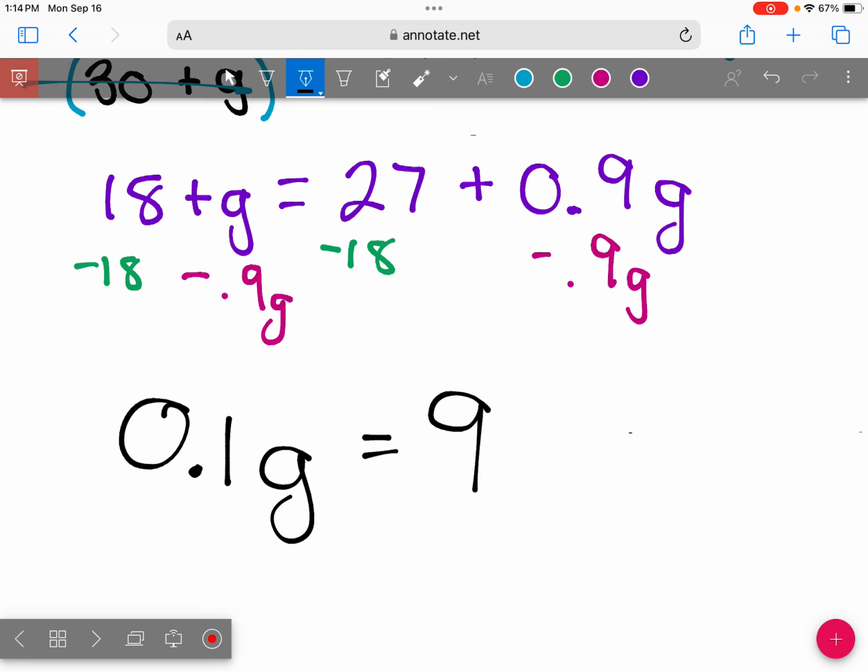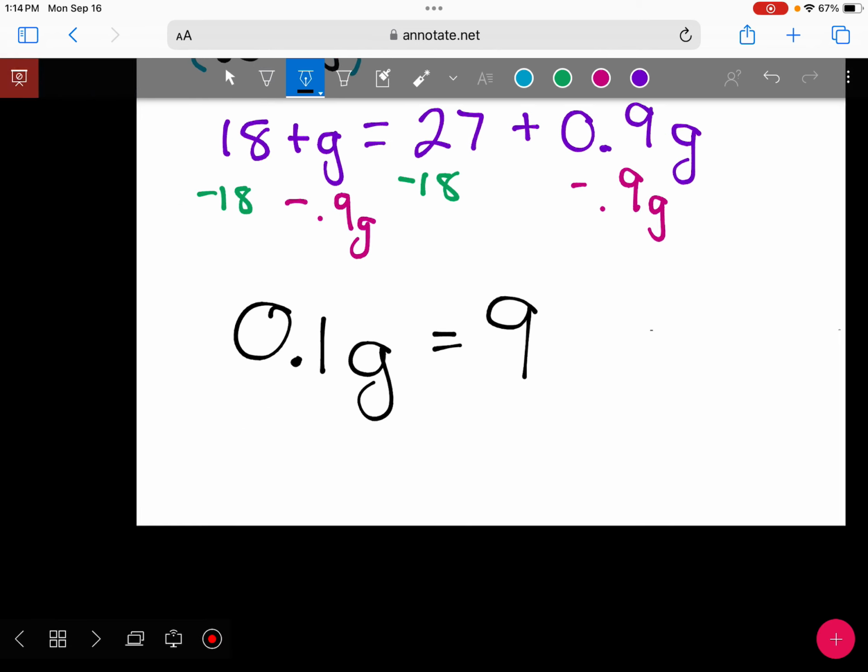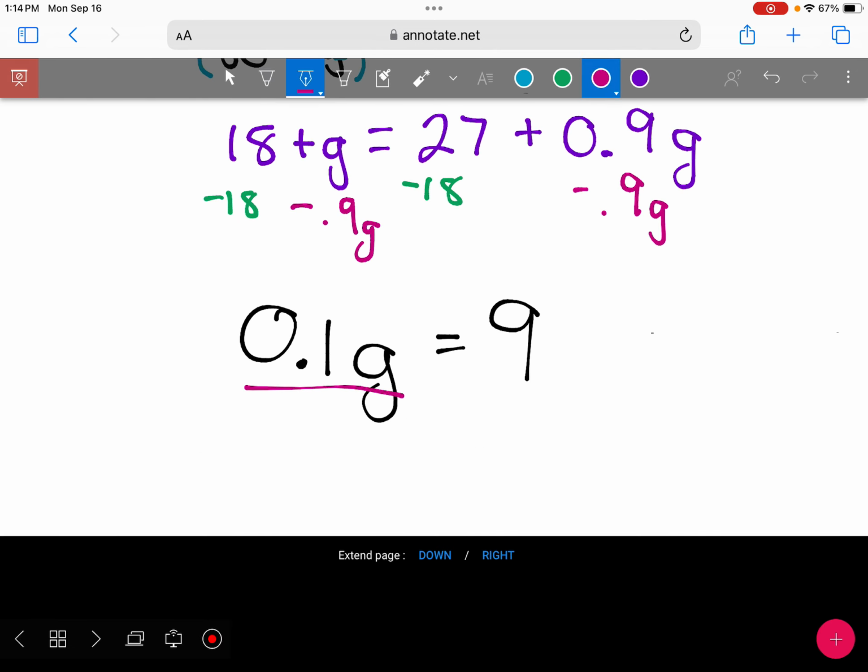In my head, why didn't I add that? I don't know, but that's why we write signs. It helps us from making those mistakes, because that's not an uncommon mistake. So now what do we do? Divide by 0.1. Also known as multiplying by 10. Dividing by 1/10.